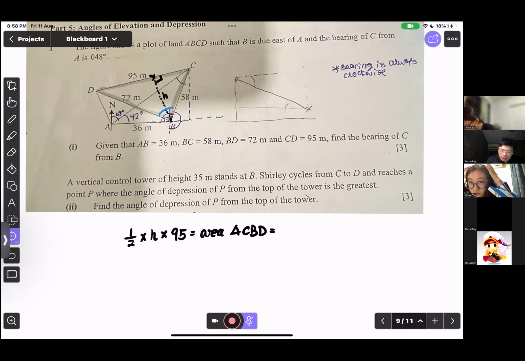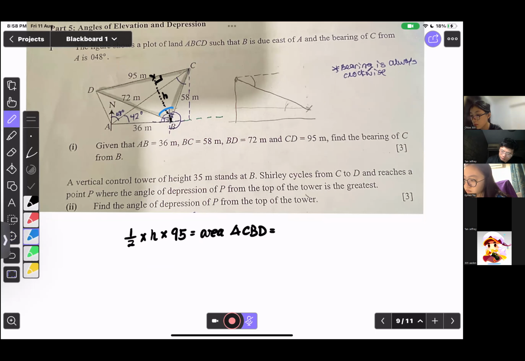Okay, so the gray color triangle that you draw, what you do is you can use these 3 marks. Use cosine rule to find any of the unknown angle, either DCB, CBD, or CDB. Then you use area of triangle to help you. So let's say you use cosine rule. Part 2, step 1: use cosine rule to find angle CBD.